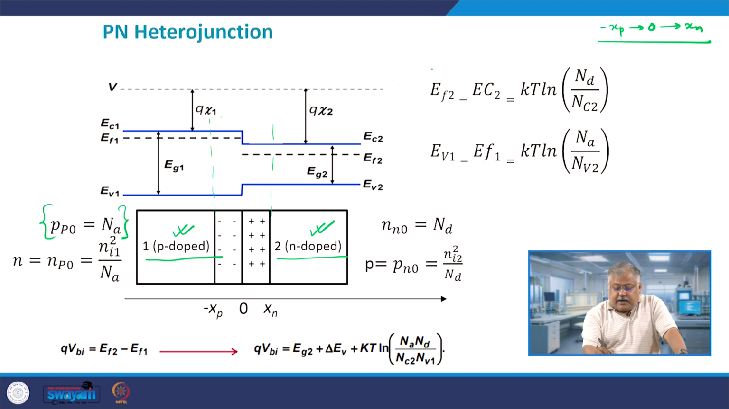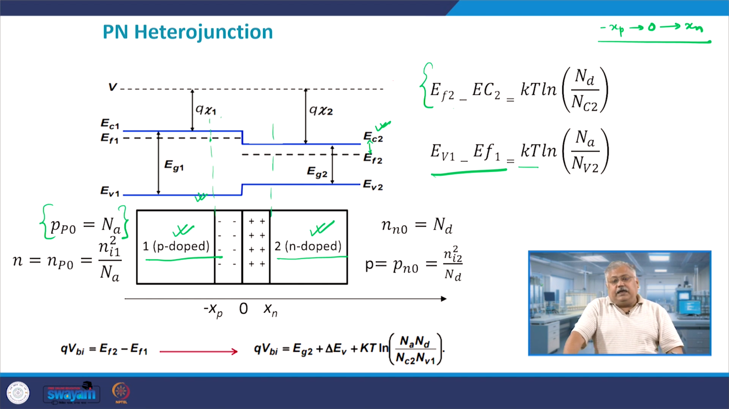Therefore, we can write down this important point that Ef for the heterostructure minus Ec2, Ec2 is which one? This one, Ef2 minus Ec2, which is kT ln of Nd by Nc2, right. So, the energy difference will be equal to this, kT ln of Nd by Nc2. Similarly, if you do Ev minus Ef1, well, I have not drawn the Ev, Ev will be somewhere very close to it. Ev1 is this one, and Ef1 I have drawn here, will be given as kT ln of Na by Nv2. Na is the acceptor ion concentration and Nv2 is the effective density of states in the valence band.